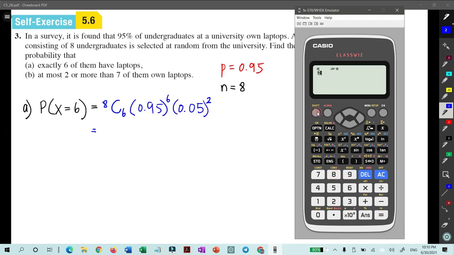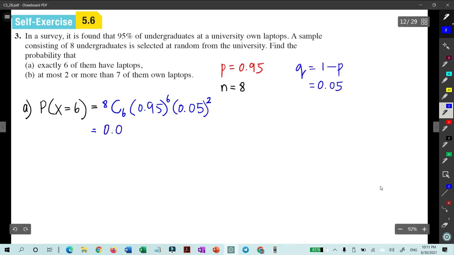8 shift divide, so we get 8C6, multiply with 0.95 to the power of 6, multiply with 0.05 to the power of 2. We press equals to, and we get 0.05145 something. So we round off this answer correct to 4 decimal places. The answer is going to be 0.0515.